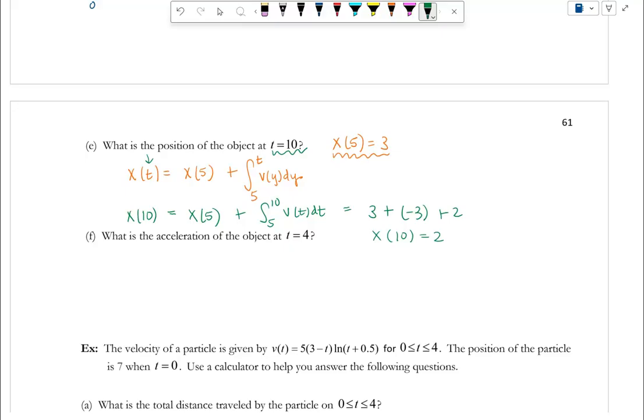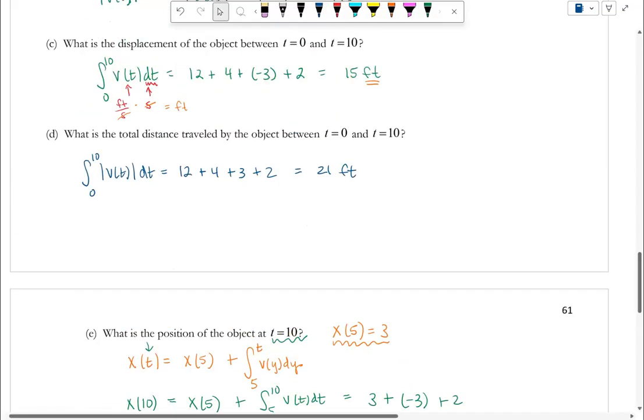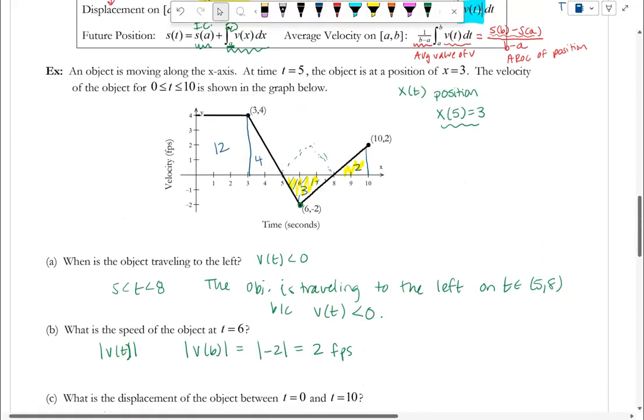All right, finally, what is the acceleration of the object at t equals 4? And remember, acceleration is the first derivative of velocity. So what I'm finding is my acceleration at 4. And since I have a graph of velocity to look at, if I go to where t equals 4, the derivative there is just going to be the slope. Since this is linear, just the slope of this piece.